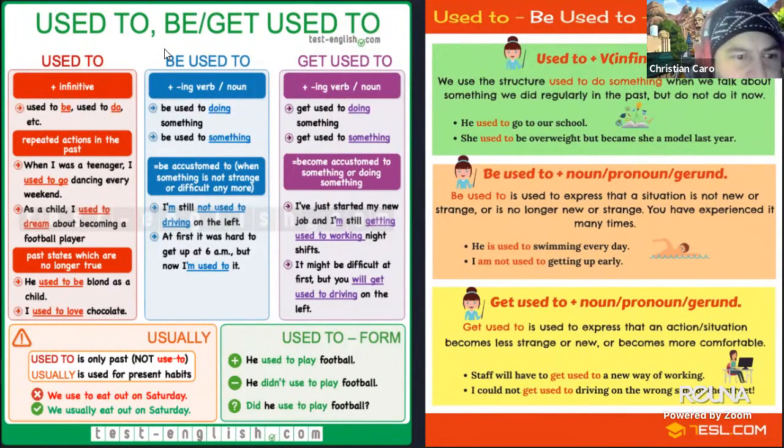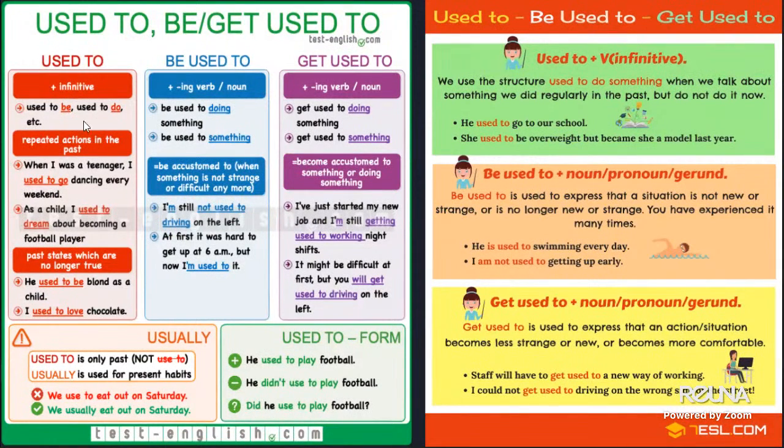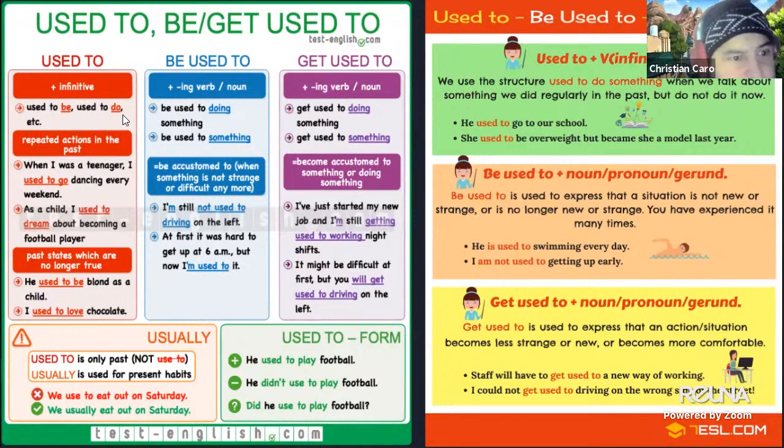Also, we can check out more examples around here. Used to be, used to do, etc. We normally combine used to plus the infinitive. Two different uses, which is pretty much the same thing: repeated action in the past, and states which are no longer true. For example, when I was a teenager, I used to go dancing every weekend. As a child, I used to dream about becoming a football player, right?